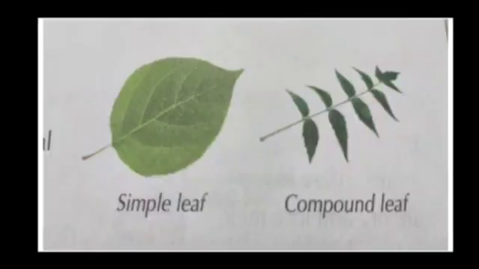Next is types of leaves. There are two types of leaves, simple or compound. A simple leaf has a single leaf plate, as you can see in the picture, and a compound leaf has several leaflets in it.